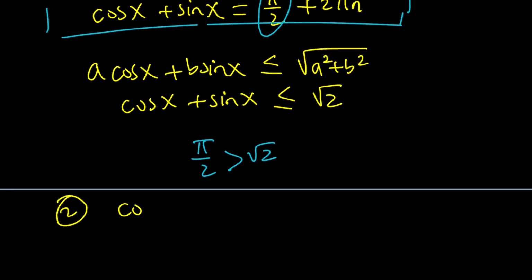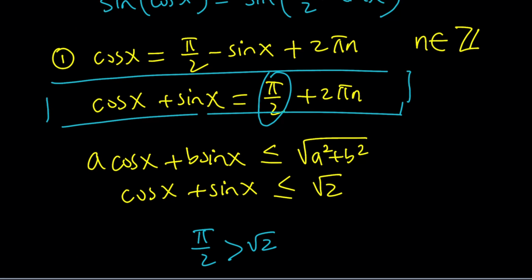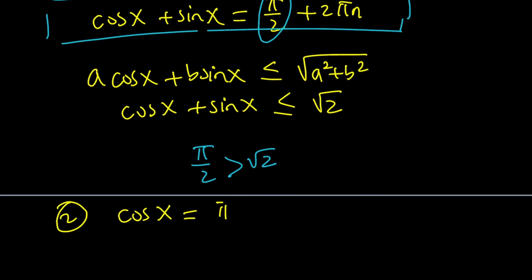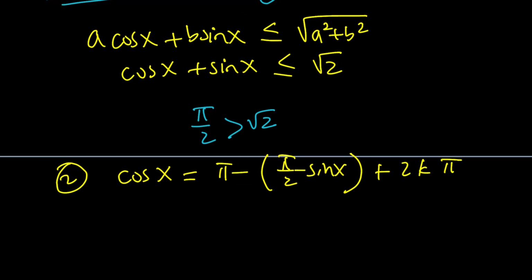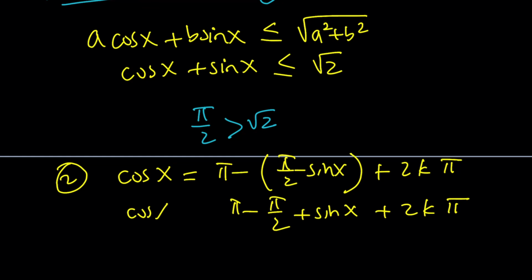For the second equation, you can basically say that one of the angles, which is cosine x, is going to be pi minus the other one. So it's kind of like pi minus pi over 2 minus sine x, and then plus 2k pi. And then here, you're going to get something like pi minus pi over 2 plus sine x plus 2k pi. And that's going to equal cosine x.